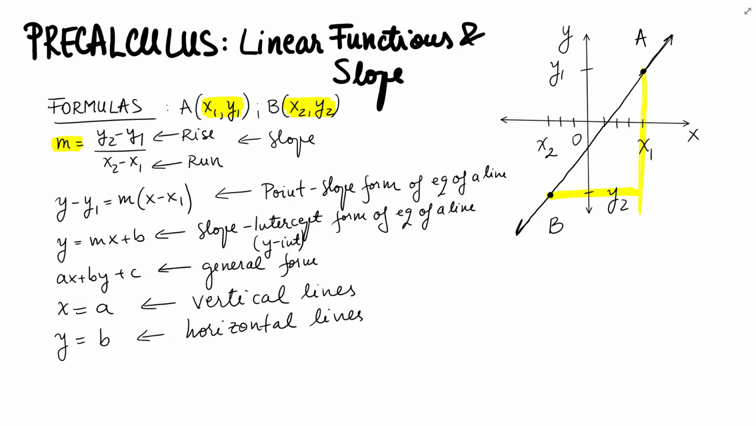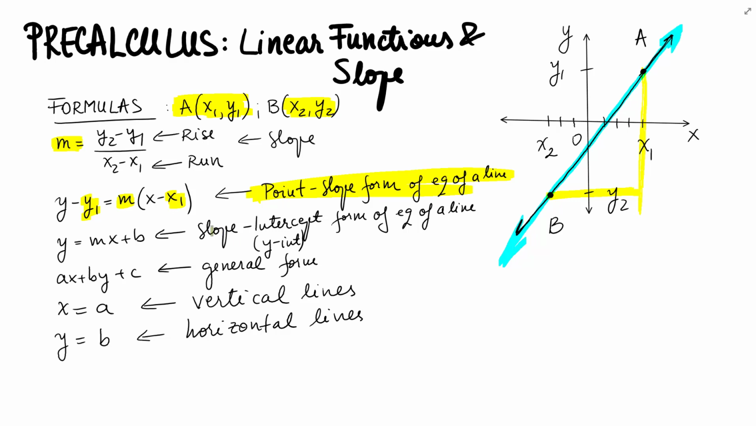Another formula is point slope form of an equation of a line. If the slope is given, I know the value, and one of the points is given, either A or B, any of them, then we can find the equation of the line. So right now, I see the line, this is the graph, but I can actually find its equation using y and x, using this formula that we have here.